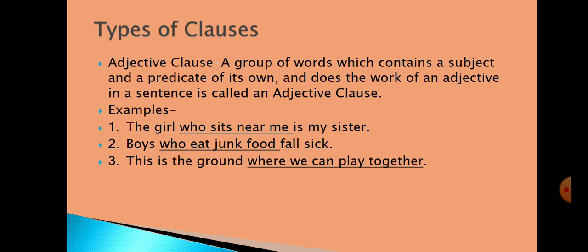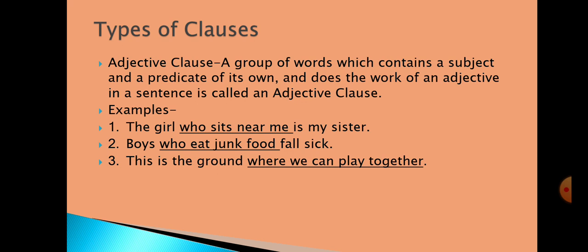So what is an adjective clause? Actually it contains a subject and a predicate of its own. It does the work of an adjective in the given sentence. Look at the sentences which I have written here. The girl who sits near me is my sister. Here the underlined part, who sits near me, is a dependent clause. It is an adjective clause. Why? Because it is giving us more information about a noun, girl. I hope that you have understood it very well, my dear friends.